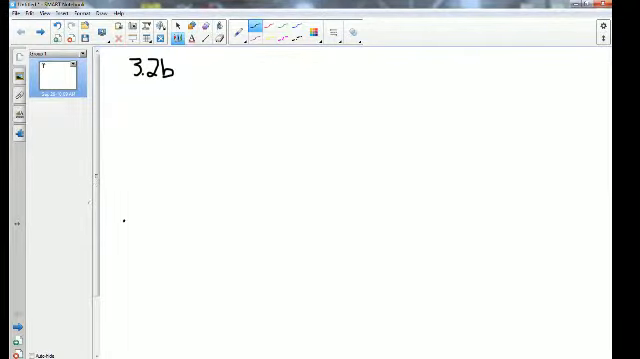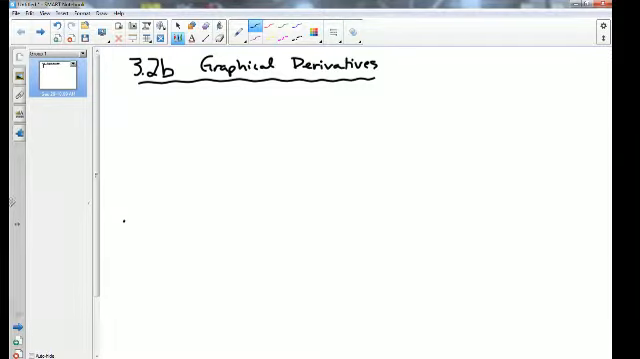All right, so we started algebraic derivatives yesterday with the power rule, right? We're going to look at graphical derivatives today. Just as a reminder, does this word sound familiar? Differentiable. I don't know if I've mentioned it. This means a function has a derivative.